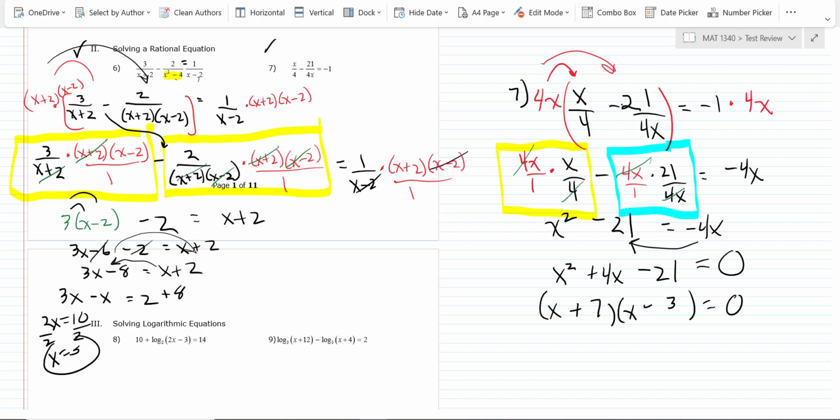There you go. 7 minus 3 is 4. Okay, and again, from here you can do this in your head. You don't have to write this step. One of your answers is -7. The other answer is going to be +3.